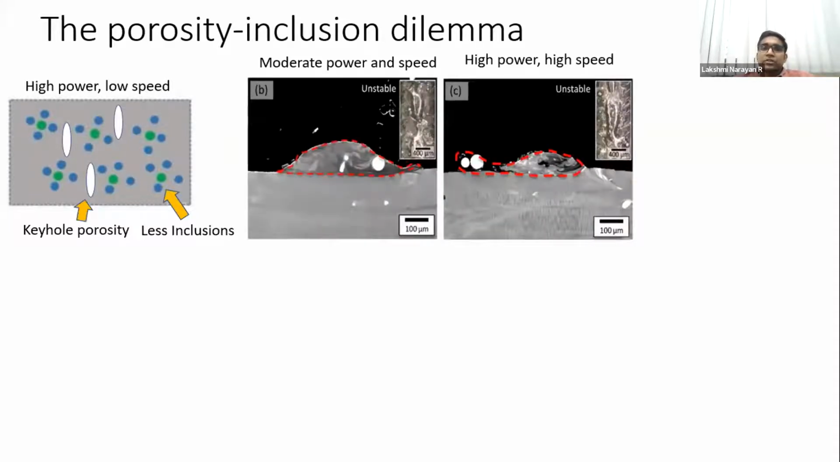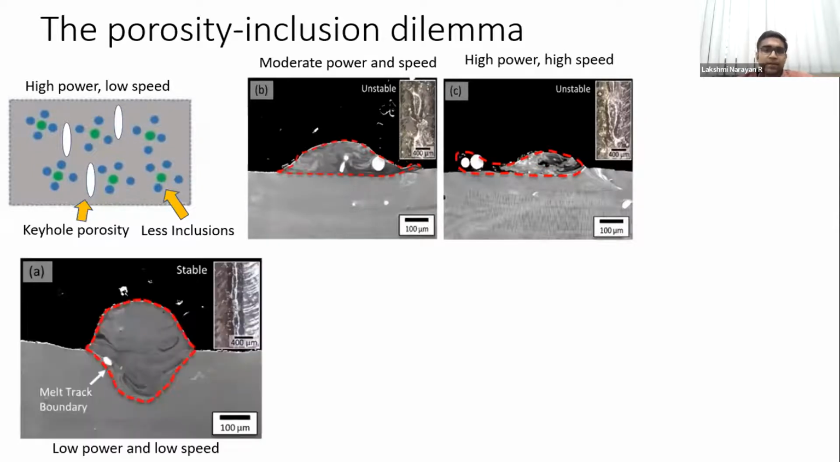And if you use these moderate power and speed combinations, you get a very unstable melt pool. That's what we observe. The melt pool is very unstable, and you have a lot of unmelted niobium particles, which look like these very bright colored round things. Okay, these are unmelted particles. The melt pool looks really bad. Okay, your single bead test looks really bad.